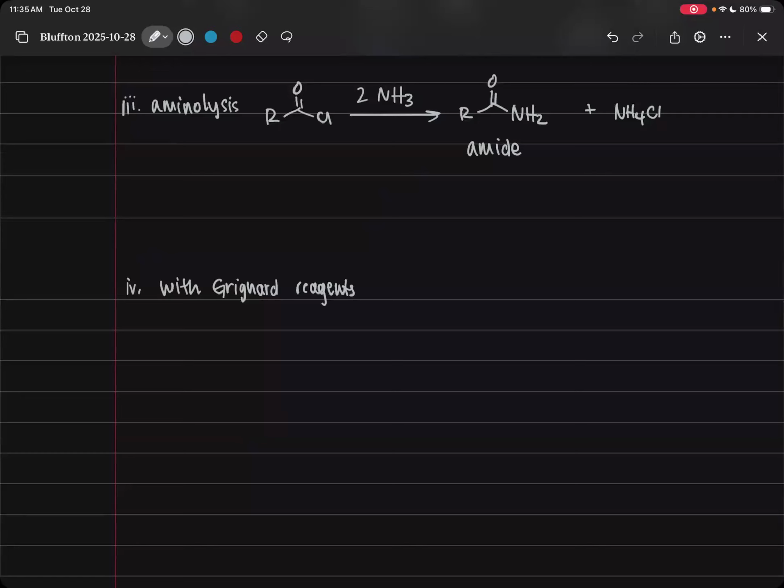Okay, and finally, another reaction we can do is we can use Grignard reagents. And in fact, you can add a Grignard reagent to, well, any of the types of molecules we're going to talk about, and it'll do a reaction of some sort.